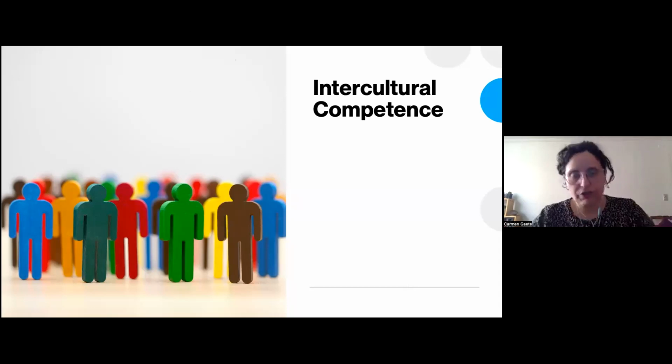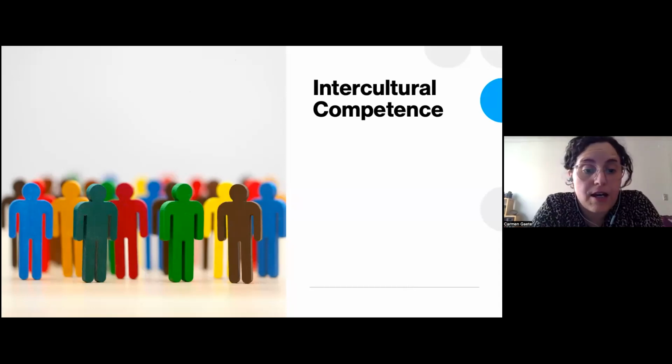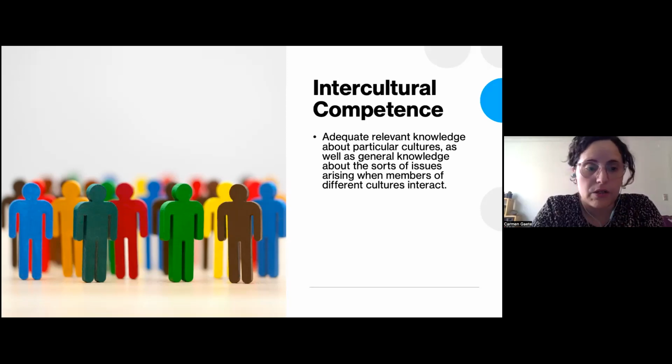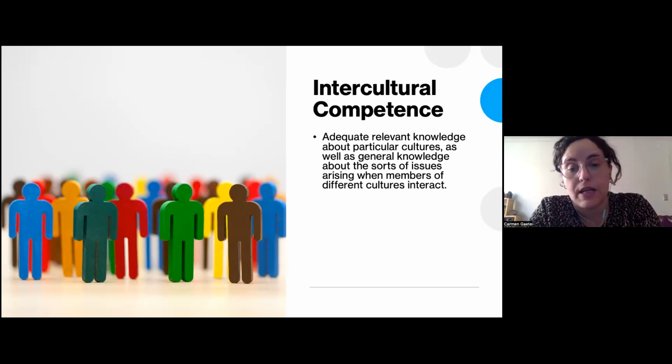So the definition that you're going to see now is from the UNESCO people, basically the people who are very much concerned with interculturality. Having a very high degree of intercultural competence relates to having adequate, relevant knowledge about particular cultures. That's very important because even if we have traveled the world or talked to many different people who are not similar to us, your knowledge about different cultures cannot be that extensive. You're not going to be able to know and interact with all the different cultures around the world, be that national cultures, institutional cultures, political cultures, whatever cultural identity you're approaching here.